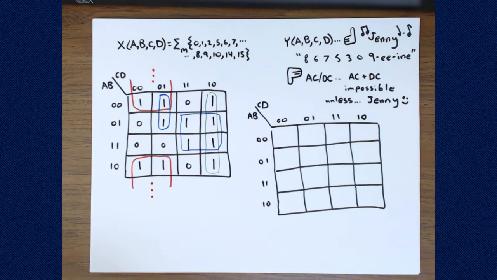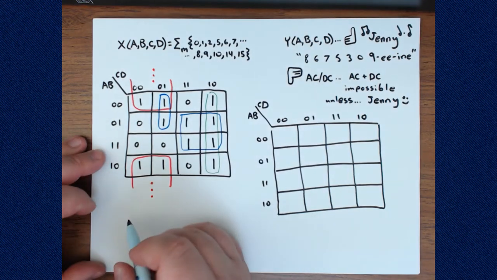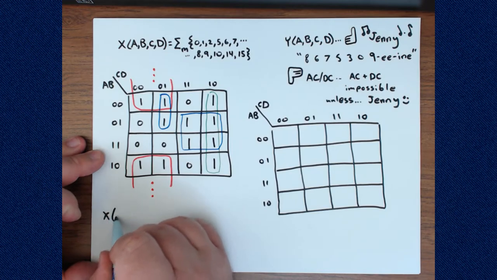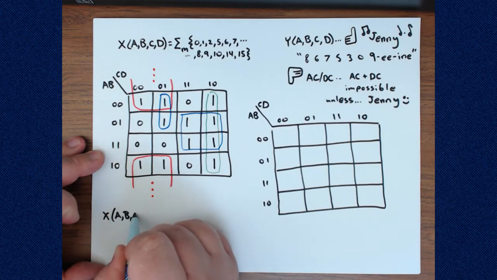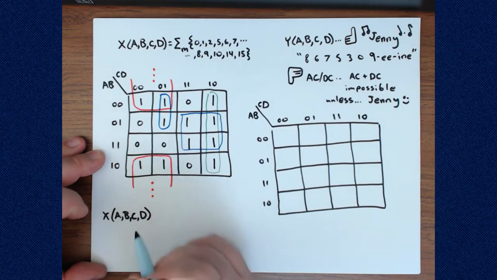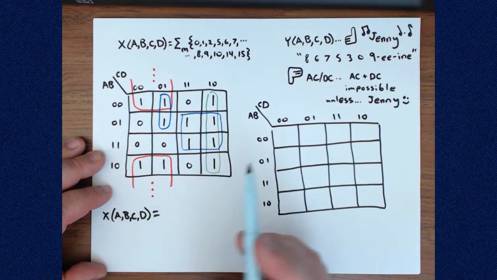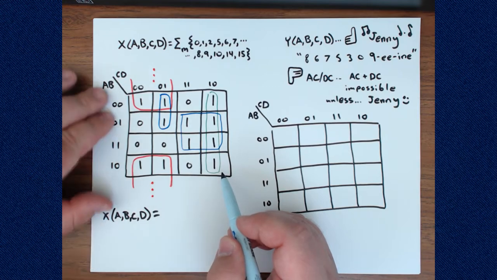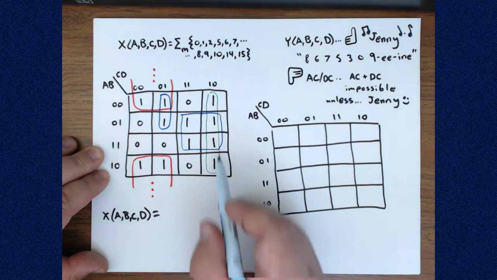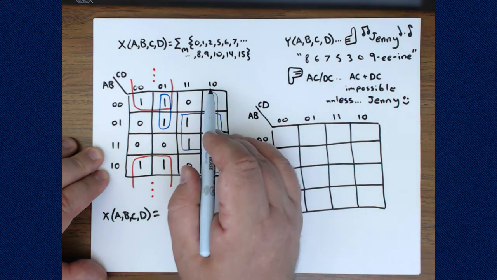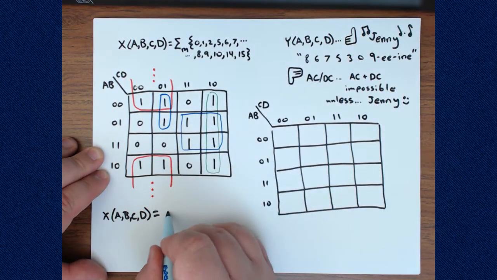All right, so let us then figure out what our simplified expression is. It's going to be x is a function of a, b, c, and d, and is equal to, let's do the tall green one first. A and b clearly don't matter because it goes all the way up. So c and d have to be 1 and 0. So c is 1, d is 0.